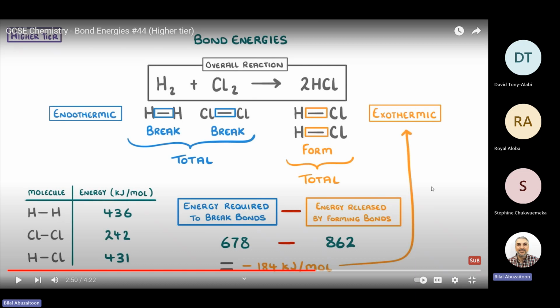Why negative 184 kilojoule per mole? Because all these values that we use, 436, 242, 431, are what? Yes, kilojoule per mole. So everything will be kilojoule per mole, okay? Yes.